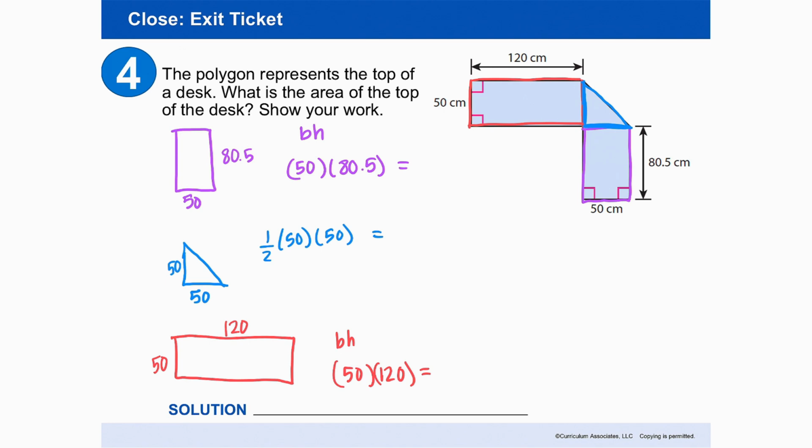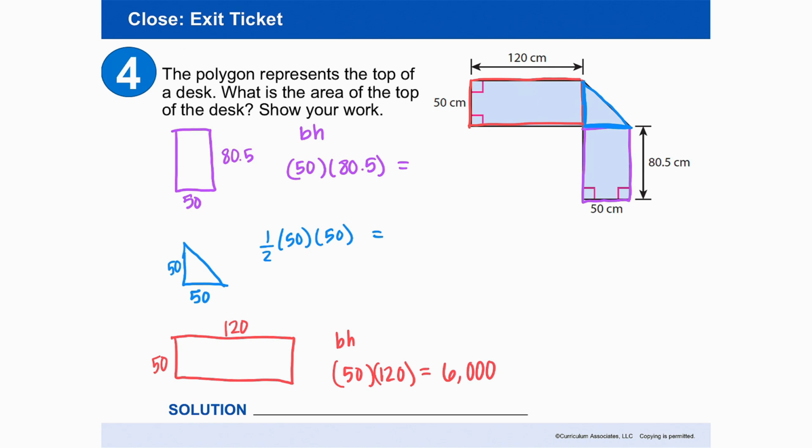Okay. What ink color do I have? I have red. So I'm going to start with my red rectangle. So 50 times 120 results in 6,000.